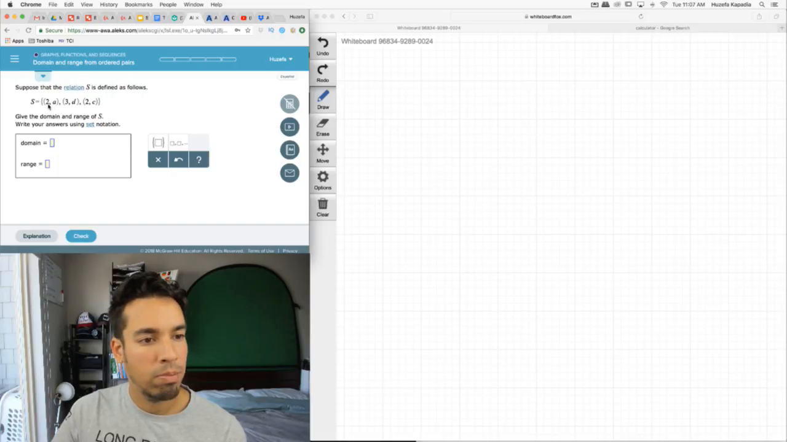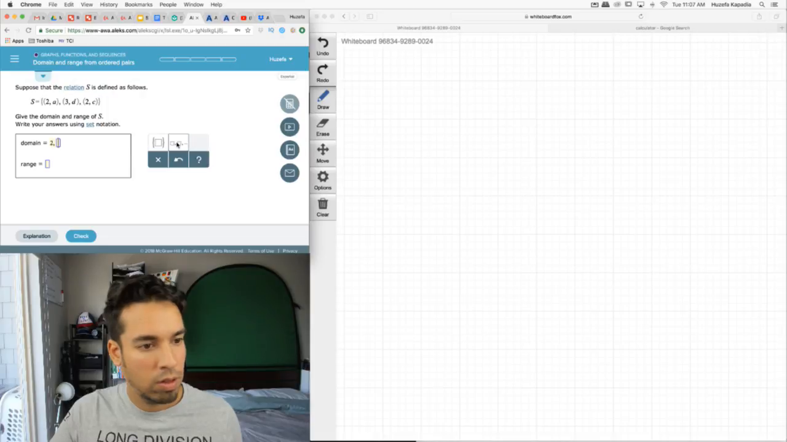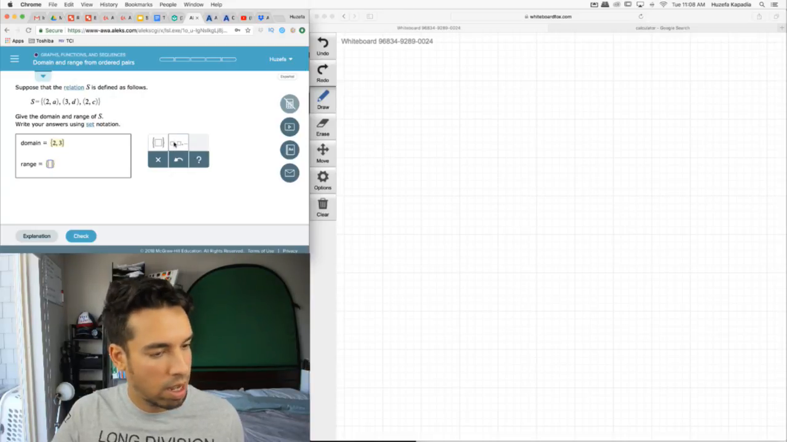So in this case, my domain is 2, 3, 2, because those are all the X values. My range is all the Y values, which is A, D, and C. In set notation, we do 2, 3, 2. Oh, we don't have to write 2 again, actually. That's fine. And then this one is going to be A, D, C.